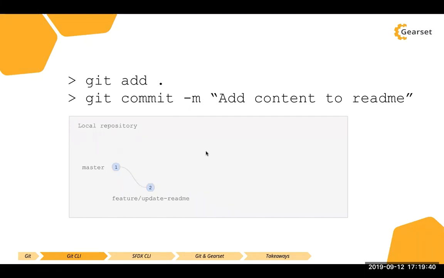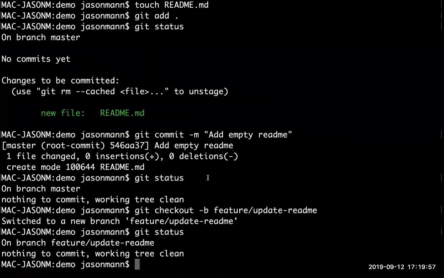So the next thing we need to do is actually update that readme, and then we can commit those changes to that branch. So once again, if we take a look at the diagram here, our goal is to create a second commit on that feature/update readme branch that has no impact on the master branch, but contains all of the changes that we make to our readme file. So let's jump back to the terminal again, and we'll open up that readme file for editing.